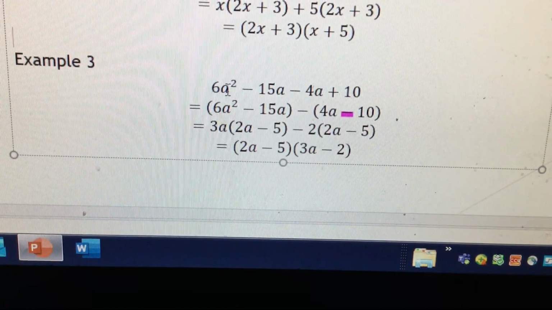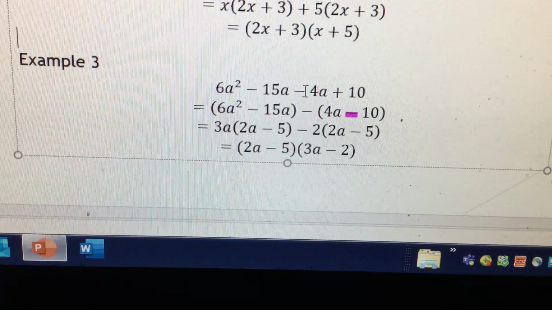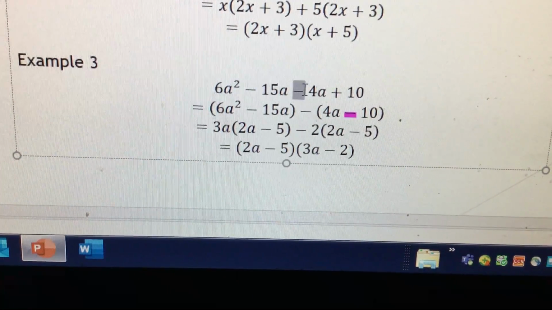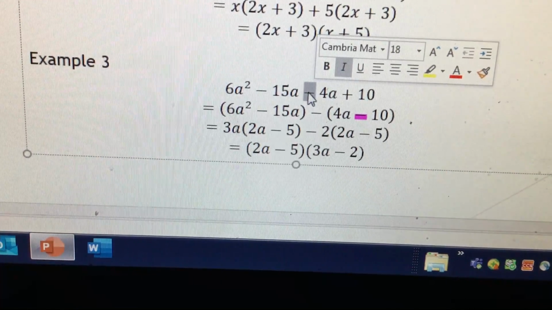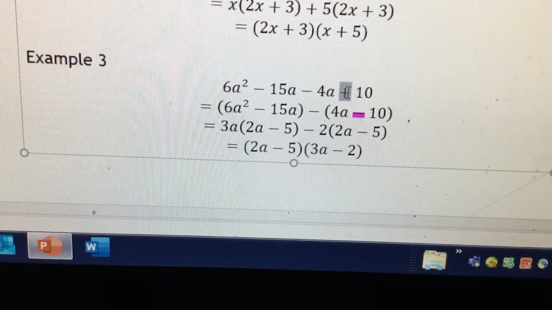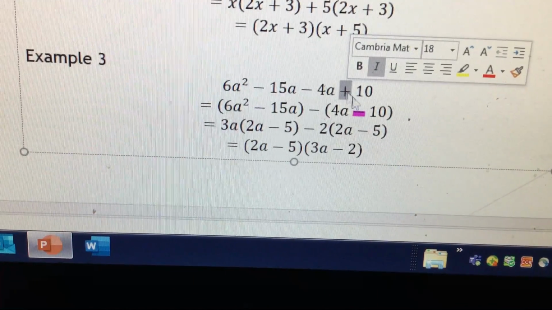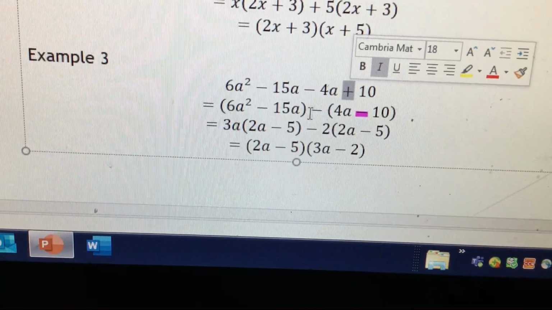So we've got 6a² − 15a − 4a + 10. I'll make sure you never have a minus in the middle. But if you don't have any choice, then what happens when you put the bracket, the sign that comes after the minus will change, because minus minus will give you that plus.